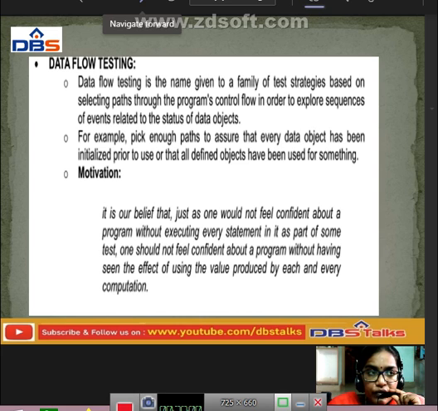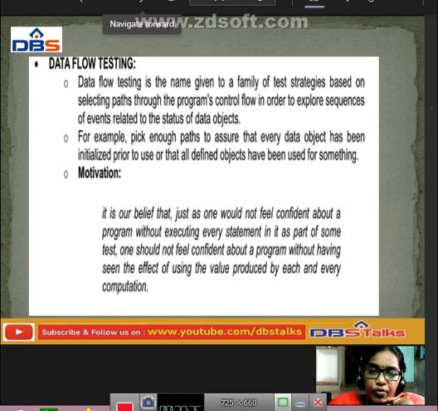For example, you can take enough paths to assure that every data object has been initialized prior to use. If the data object is initialized beforehand, you can easily use that data object. There is nothing to refuse there.